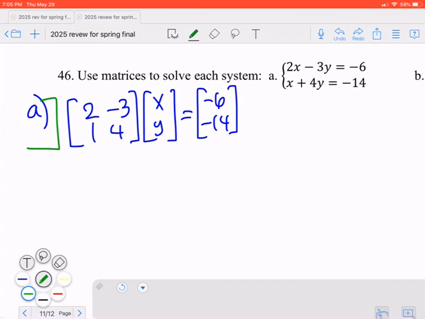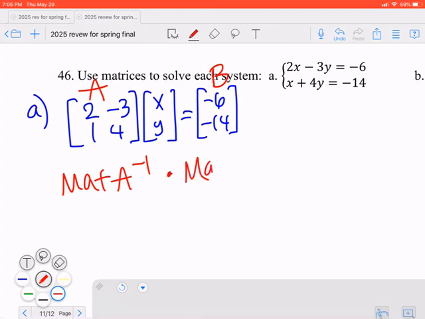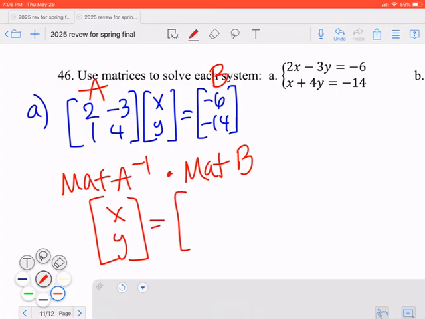So we can do that in the calculator by making this one matrix A, this one matrix B, and then I'm typing mat A inverse times mat B. And that gives us an answer of negative 6, negative 2.